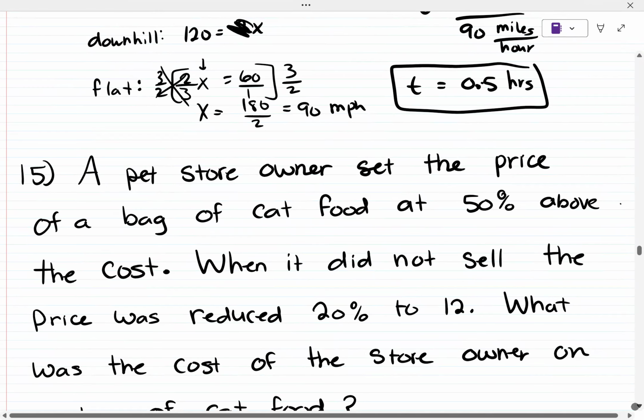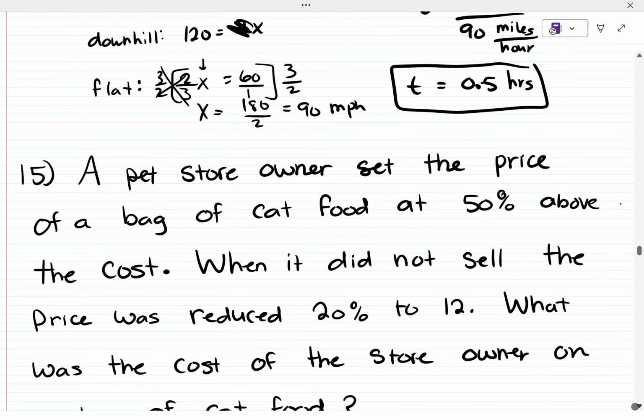So question 15, a pet store owner set the price of a bag of cat food at 50% above the cost. When it did not sell, the price was reduced by 20% to $12. What was the cost to the store owner of a bag of cat food? Okay, so that's confusing. They want to know the original cost.